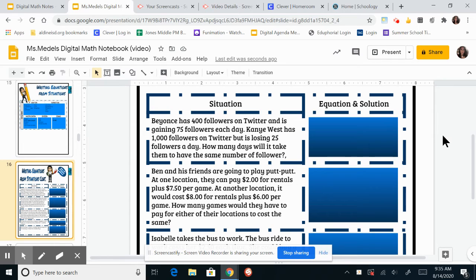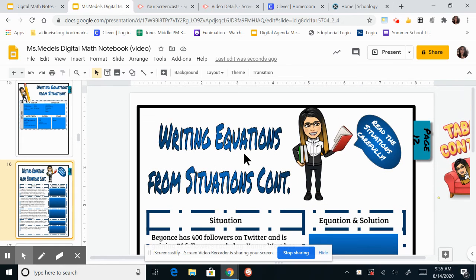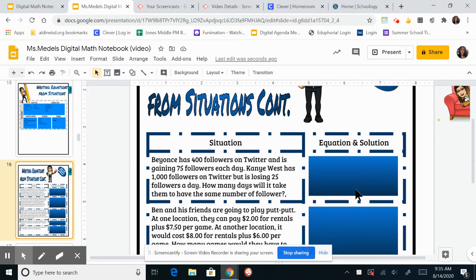always read the entire situation first, because you don't know if they're going to ask you to write an equation or if they're going to ask you to write an inequality. Remember, the key word is equation. That root word in equation is going to be equal. Okay, so we're looking for those key words, is or same. And they gave me that keyword same, so I know that's going to be an equation. So let's start with Beyonce.